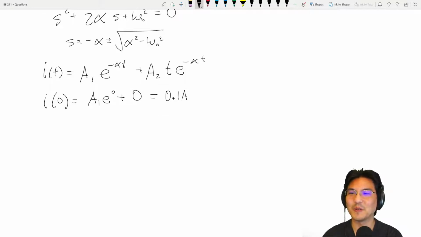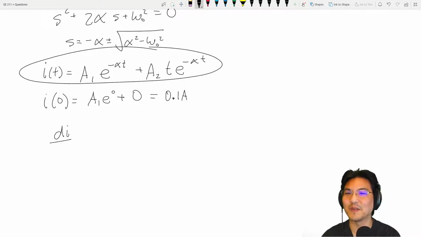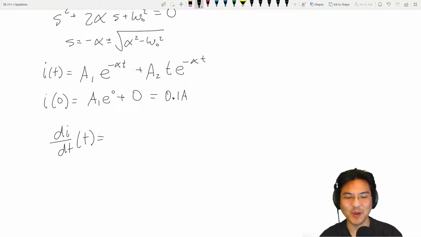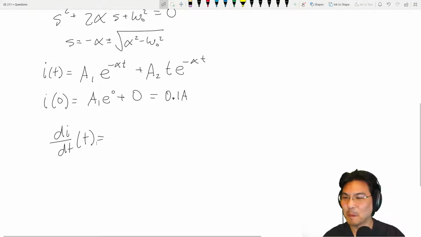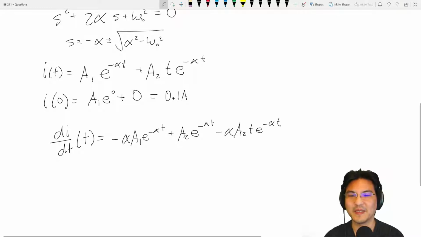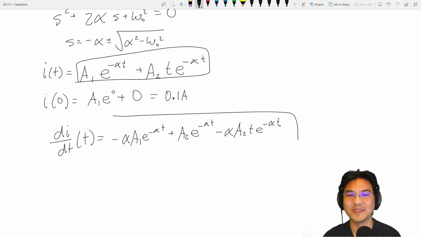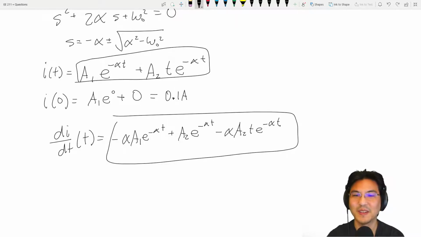How do we get a2? We need another initial condition. We can take the time derivative of this equation. Okay, so time derivative. Maybe I can pause the video and I'll just write it. Okay, right, so I just took the time derivative of this, then I got this. Note that this is a product, so I used the product rule here.